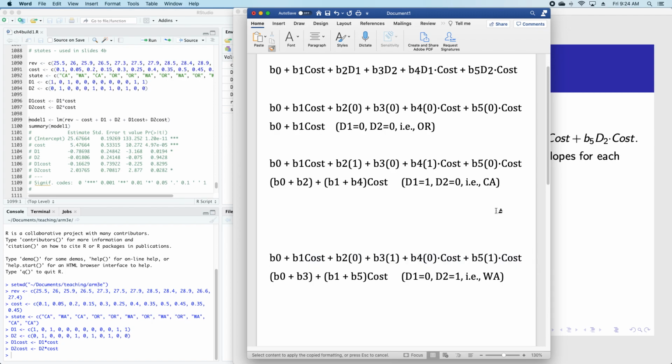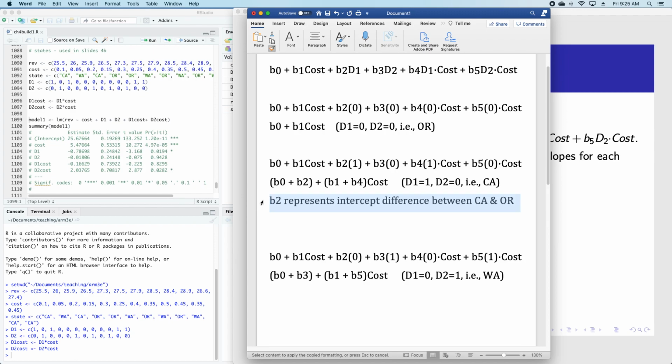Okay, so if we look a little more closely at what's going on, if I compare the intercepts between California and Oregon, here's the intercept for California is b0 plus b2, the intercept for Oregon is b0. b2 represents the difference in the intercept between California and Oregon. And let's look at the slopes now between California and Oregon. b4 is the difference in the slope between California and Oregon.